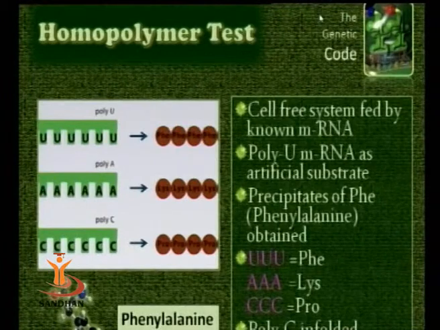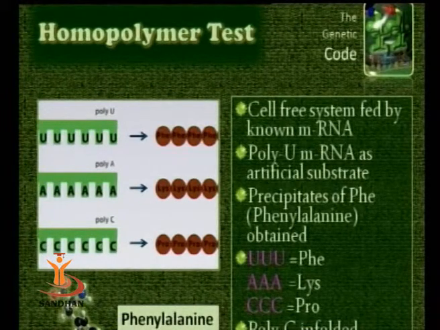After that, the second approach was the use of homopolymer testing. Within these cell-free protein synthesizing systems, what they did was artificially synthesize a polyuracil chain. An artificially synthesized messenger RNA was made by them, which contains only one nucleotide, and that is uracil. So this poly-U messenger RNA species was fed as an artificial substrate to the protein synthesizing system to be run in in vitro conditions. What they observed is that only one kind of amino acid, phenylalanine, was polymerized.